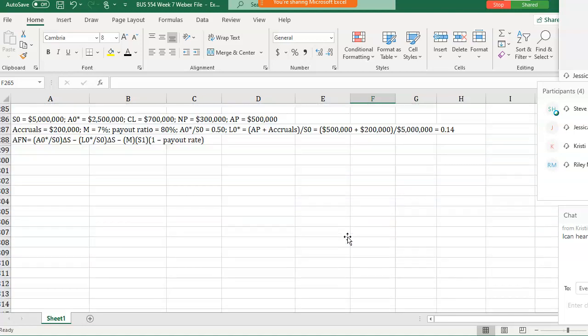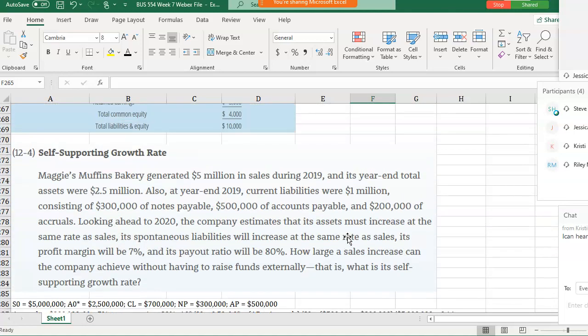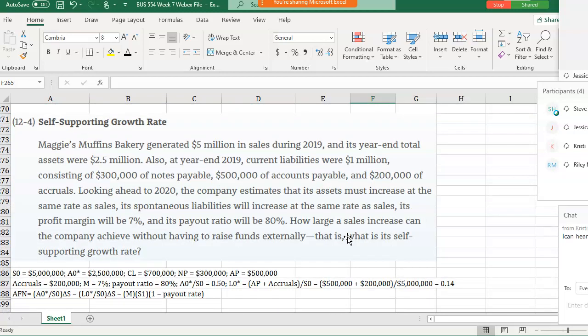Then we'll do one more, then we'll call it good. So the last one is what they call the self-supporting growth rate. And this one we're trying to figure out by how much can sales grow year over year without us needing to go out and acquire new assets to support that growth. So how much could we grow just naturally without having to do major investments in property, plant, equipment?